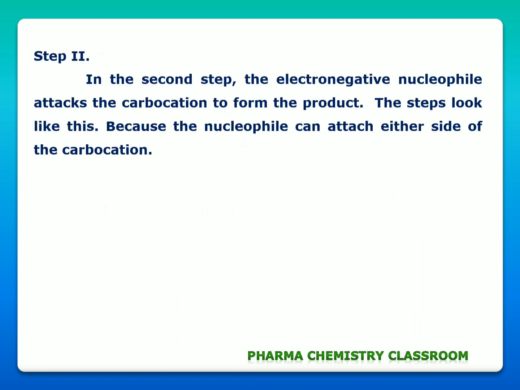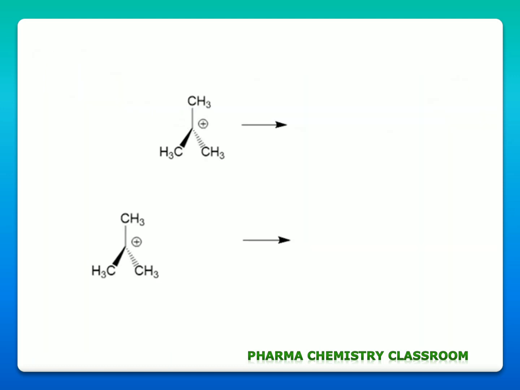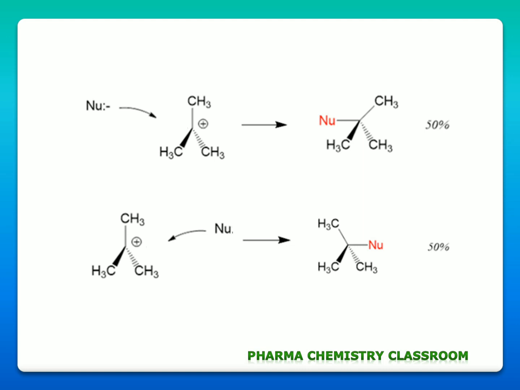After the formation of the carbocation, the next step is the attack of the nucleophile on the formed carbocation. The step looks like this. See here, these two are the carbocations, and since they are planar in nature, the nucleophile can come and attach either from the left side to get a substituted product here, or from the right side to get another substituted product. So the product formed in the SN1 reaction is a racemic mixture.